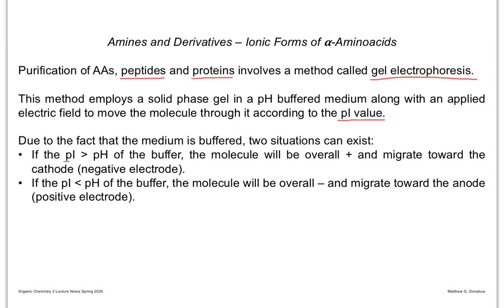If the pI value is greater than the pH of the buffer, the molecule will be overall positively charged and migrate towards the cathode, the negative electrode. If the pI is less than the pH of the buffer, the molecule will be overall negatively charged and migrate towards the anode, the positive electrode.